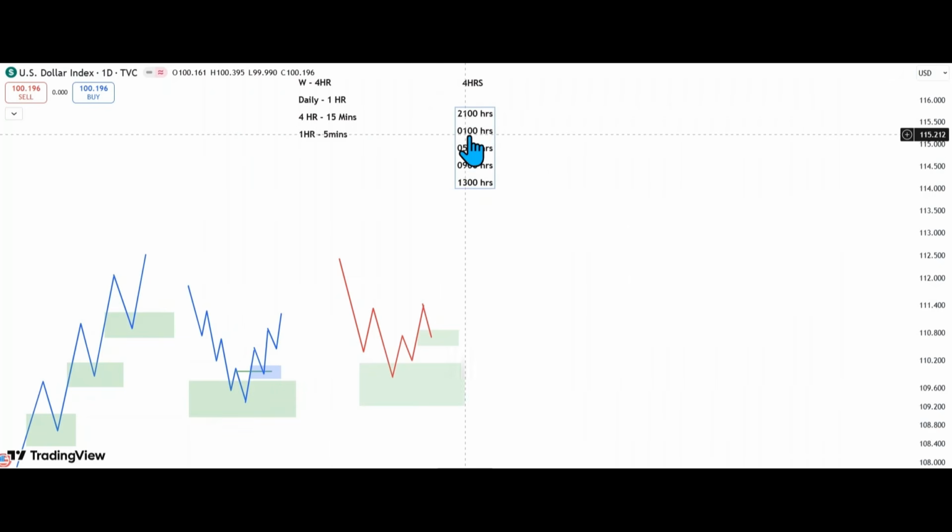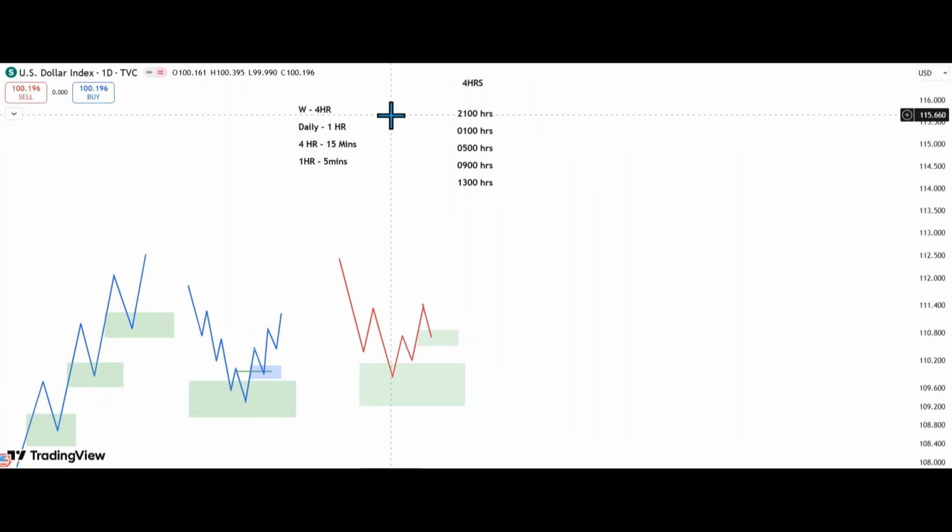Because London kill zone starts at 2 a.m., and the 4 hour candle opens at 1, it means from 2 a.m. we are likely to have a trade setup. So you move to the lower time frame, which is 15 minutes, and you look for your entries.